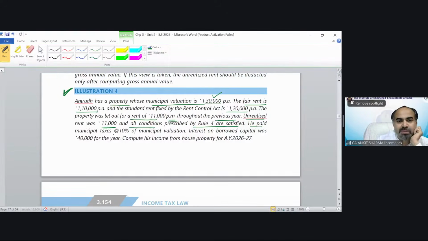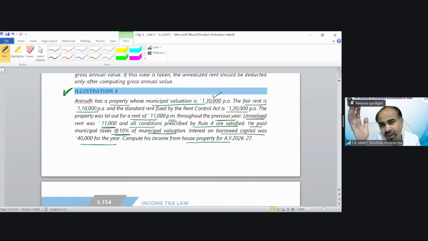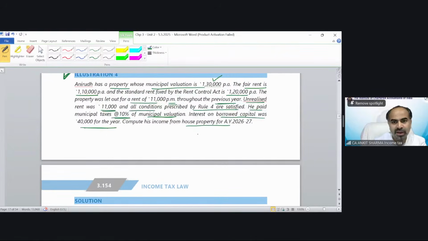He paid municipal taxes of 10% of municipal valuation. Interest on borrowed capital was 40,000 for the year. Compute his income from house property. So under income from house property, which regimes need to be followed? That is relevant only if the property is self-occupied. Otherwise, the solution would be the same in all the regimes. Fine. So first of all, we need to understand which case this is. This case is case number E.